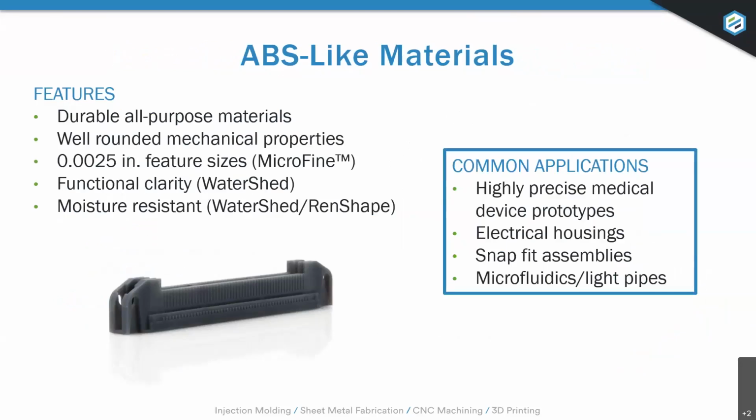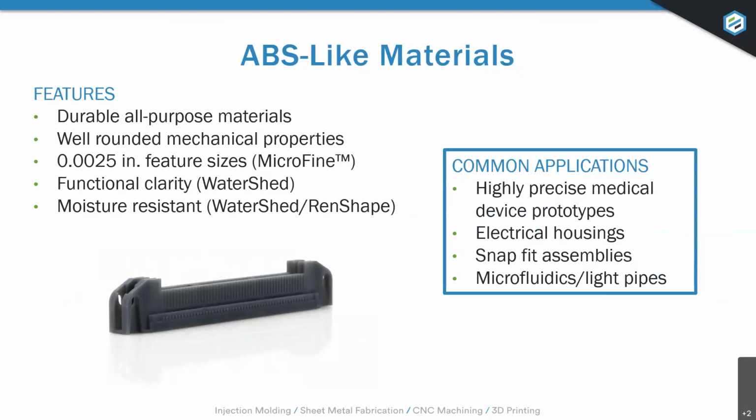Within stereolithography, we offer ABS-like materials that are generally durable all-purpose materials with well-rounded mechanical properties. These materials also have relatively low moisture absorption, which is generally an issue with SLA. Our micro-resolution materials can form extremely small, precise features down to 2.5 thousandths of an inch, which is beneficial for highly precise medical device prototypes.